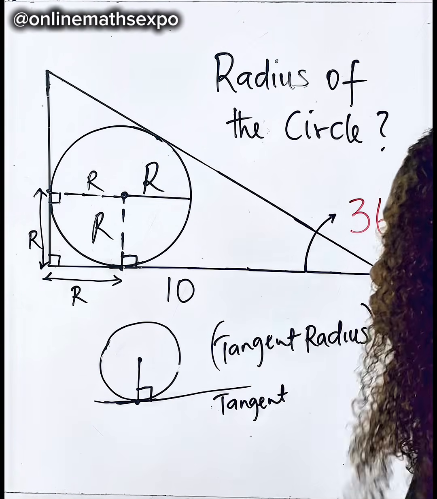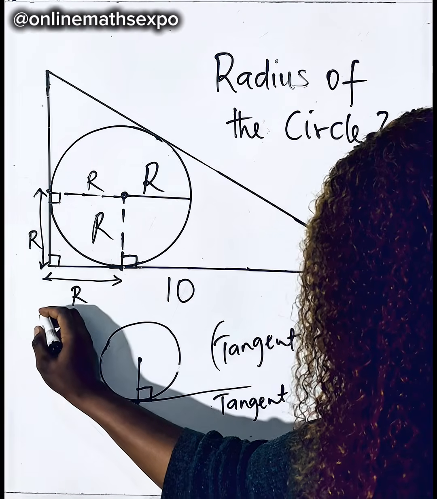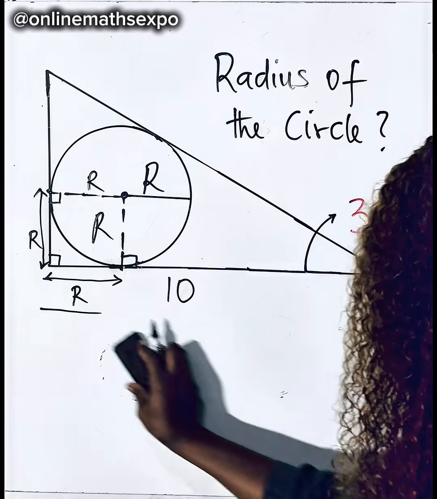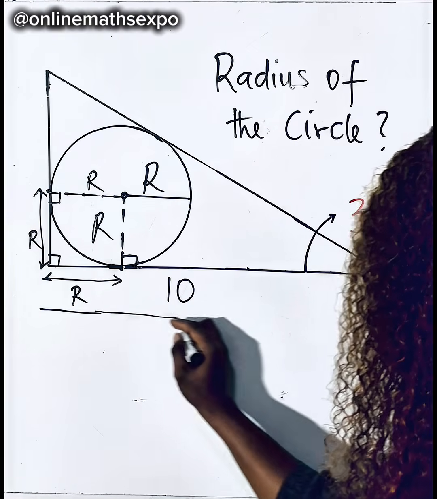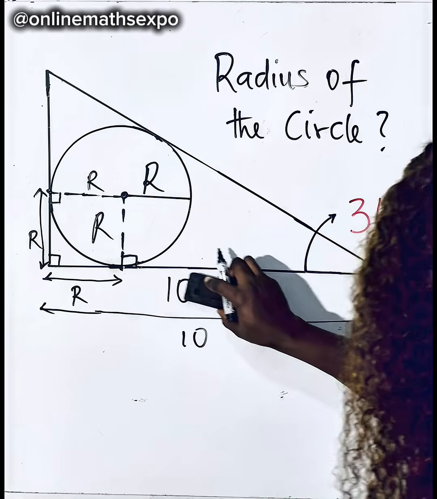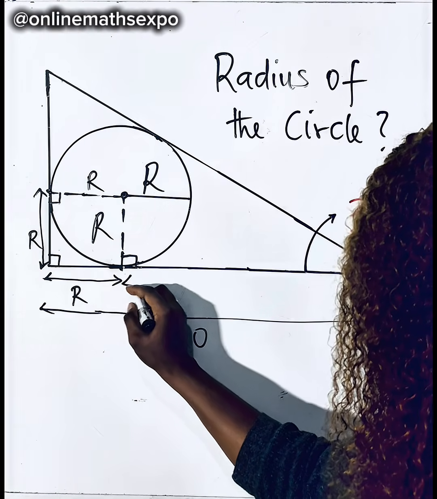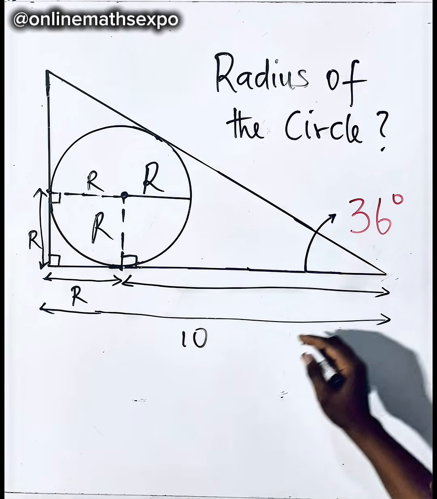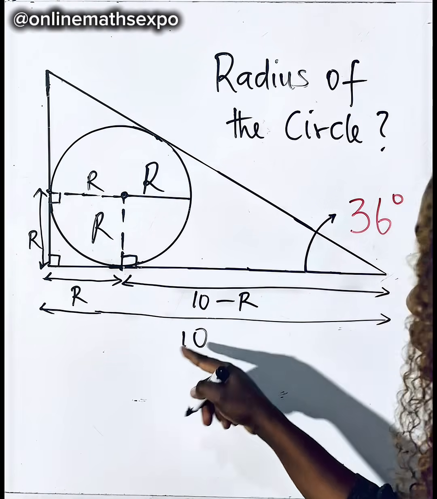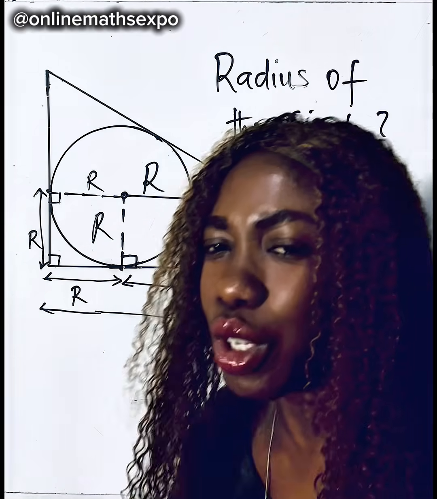So what should we do next? From here to here measures r. Remember that the total length measures 10 units. Let's adjust this. So if the total length measures 10 units, it means that here measures 10 units. And we have been told that from here to here is r. Automatically, the remaining length is going to be 10 minus r, so that when you add these 2 lengths, it gives you back 10 units. You have not changed anything. So what should we do next?